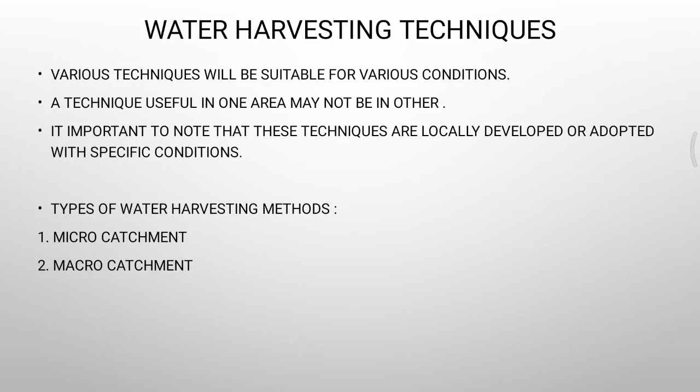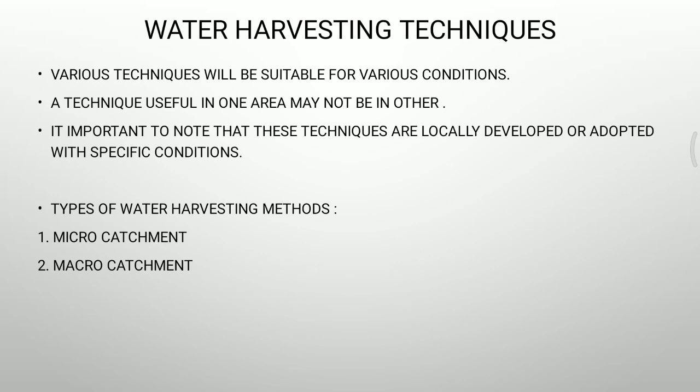Next, so we know all the principles, right? So what are the various water harvesting techniques? Let us see. Various techniques will be suitable for various conditions. If the harvesting of the water is suitable here, for Mangalore, it will not be suitable for any other area such as Chikmagalur or Ballari. It will be different. So a technique useful in one area may not be in another. It is important to note that techniques are locally developed or adopted with specific conditions.